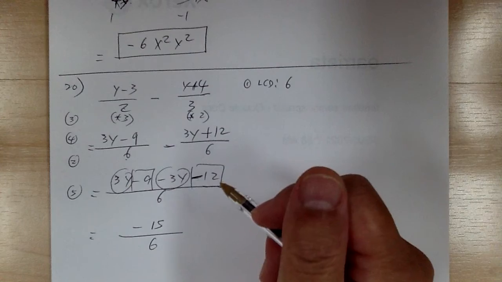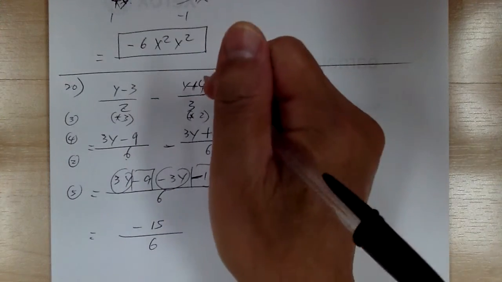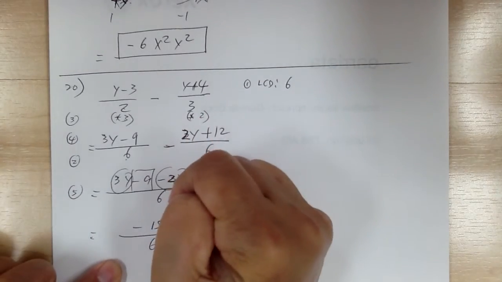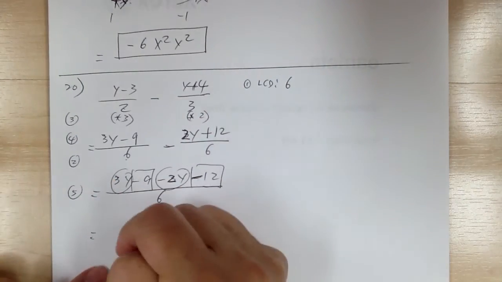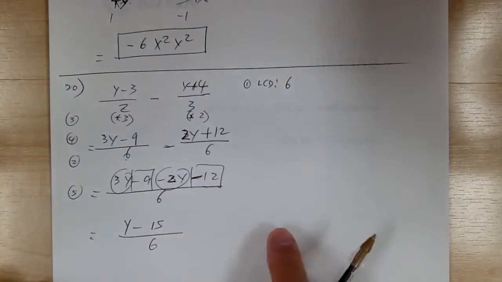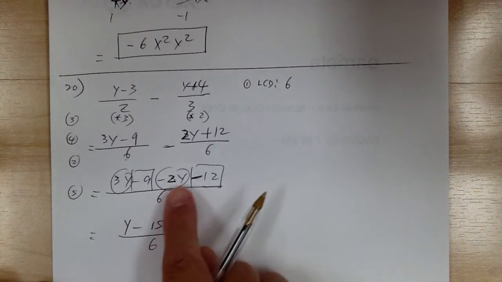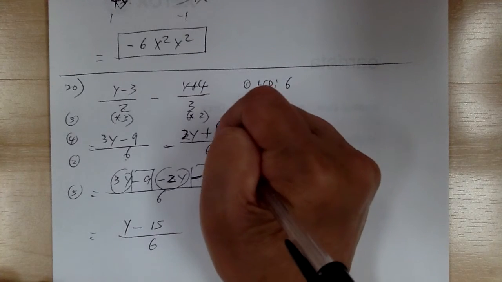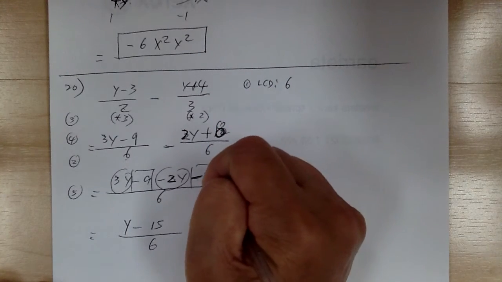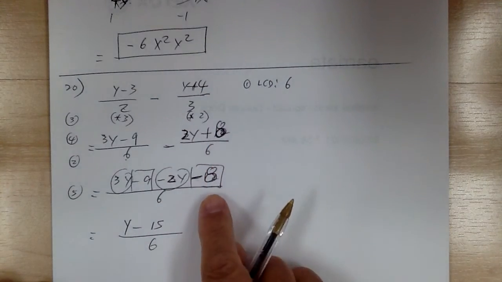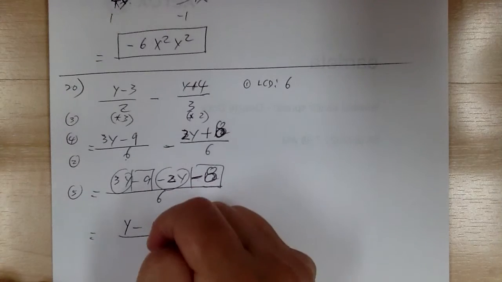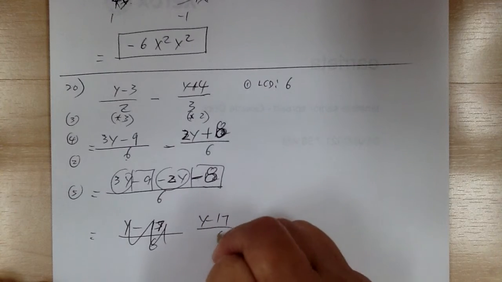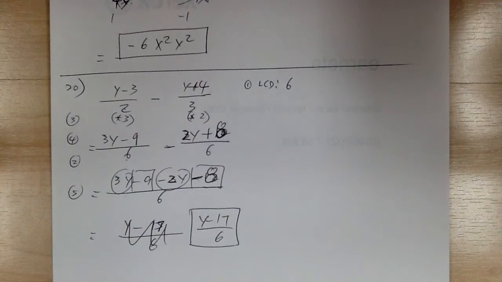And this is 2y, so this will give you y − 15. Wait, double check. This is an 8. Okay, and this with minus 17. So it'll be (y − 17)/6. Okay.